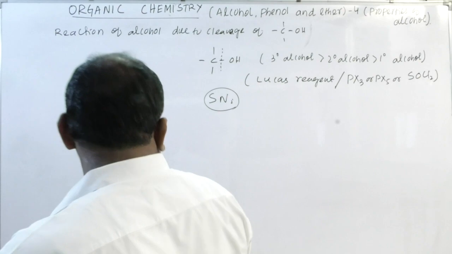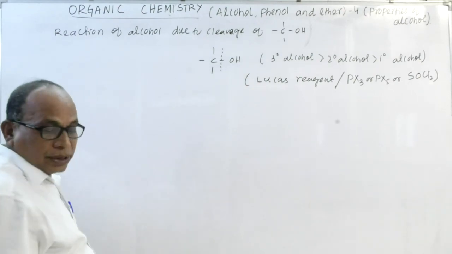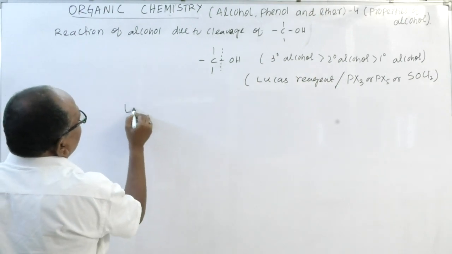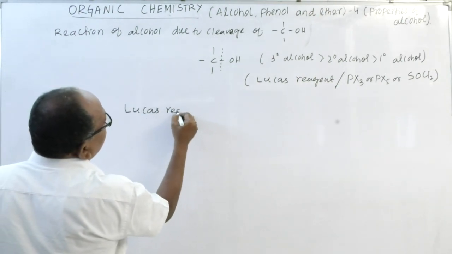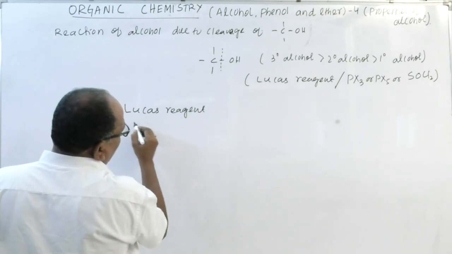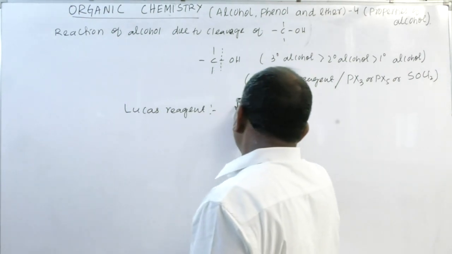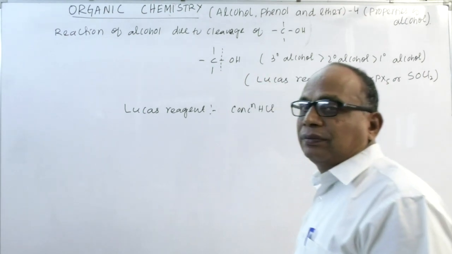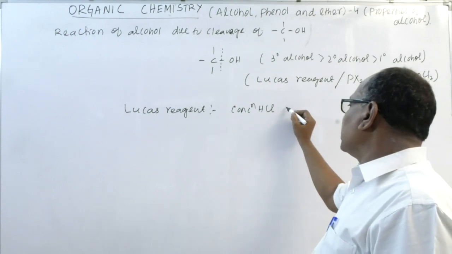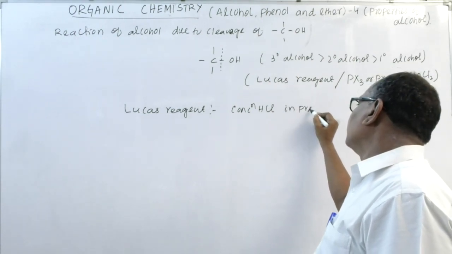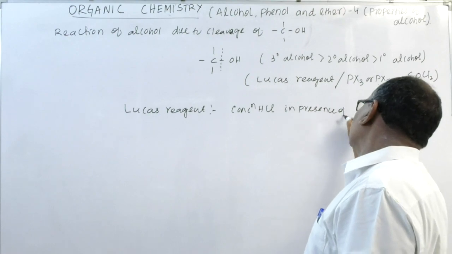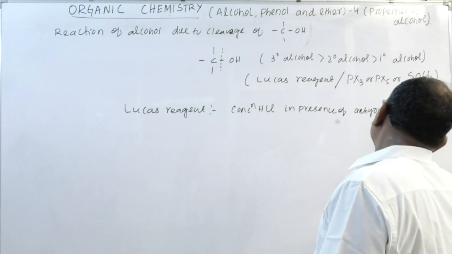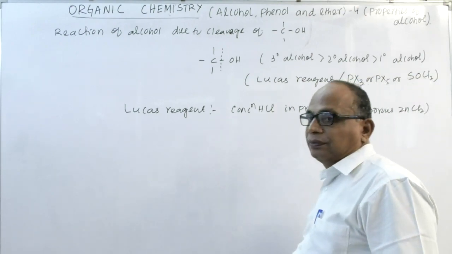So I summarize a little bit. The alcohols react with Lucas reagent. What is that? This is important for us in the alcohol chapter. What is this Lucas reagent? Lucas reagent is a mixture of concentrated HCl in the presence of anhydrous zinc chloride.